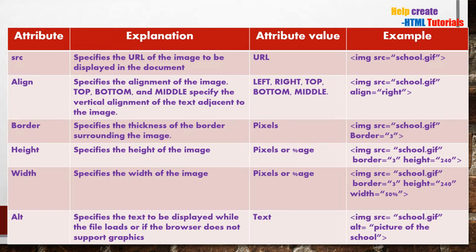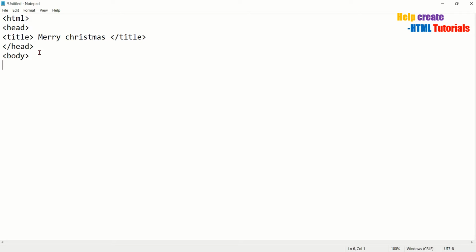Alt specifies the text to be displayed while the file loads or if the browser does not support graphics. So the attribute value is text and the example is img src school.gif, alt equal to picture of the school. So I'm done with the format part.